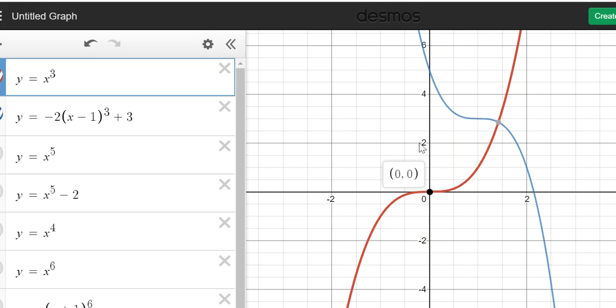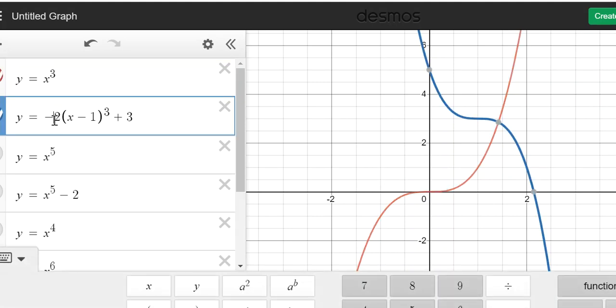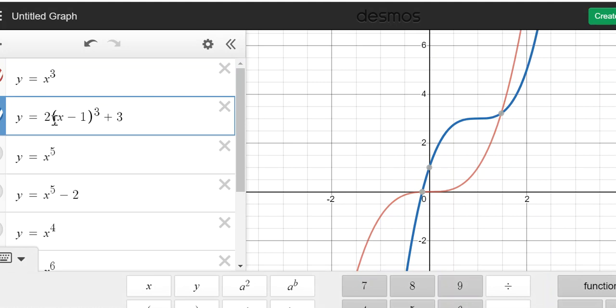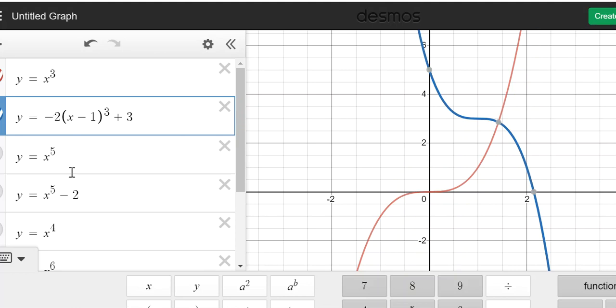What also happened is you'll see the reflection. This red part going up now is going down because it's a reflection on the x because of that negative right here. And let's get rid of that negative for a second. And you'll notice it's a little bit skinnier than the red one, so it's closer to the y-axis and hugs it a little bit more.